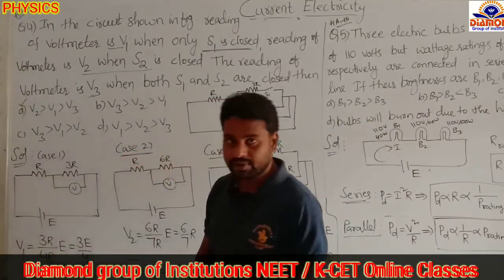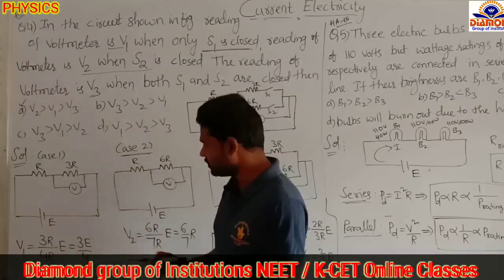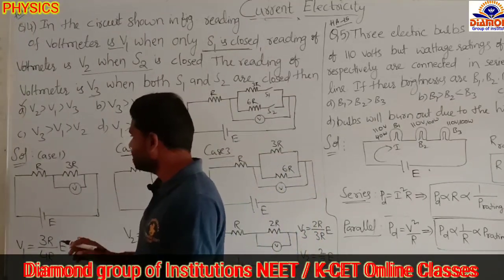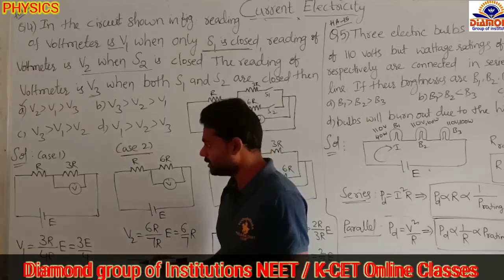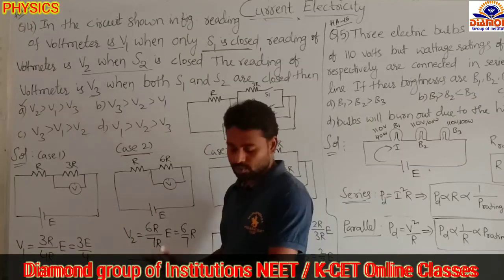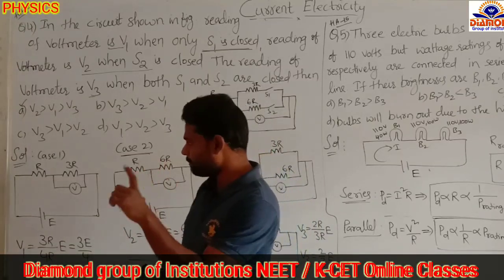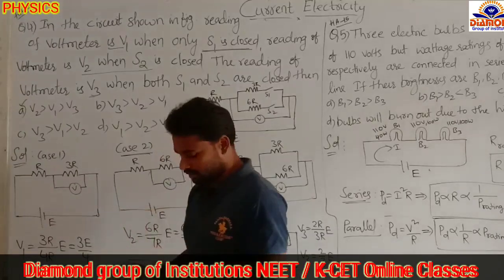V1 is equal to, from the voltage divider rule. That means if the resistors are in series, then the voltage will be divided across those resistor components, and we use the voltage divider rule. If resistors are in parallel, then we use the current divider rule.